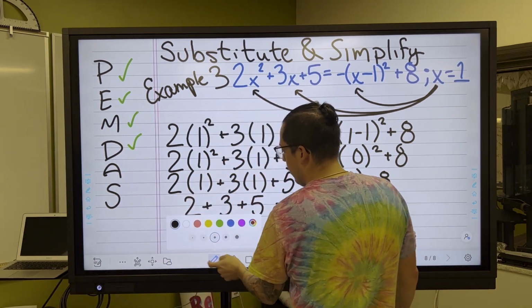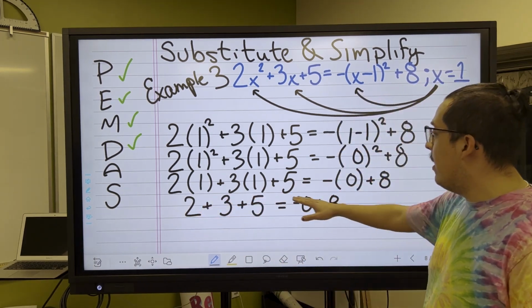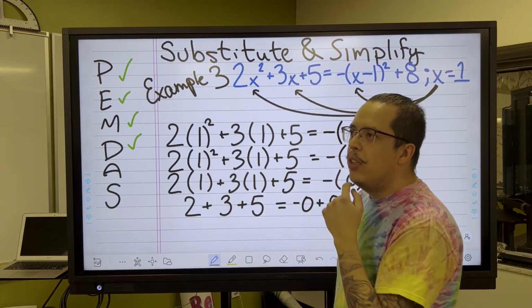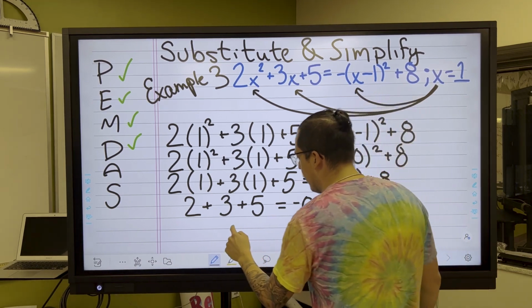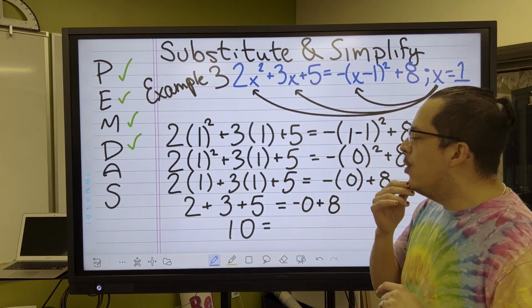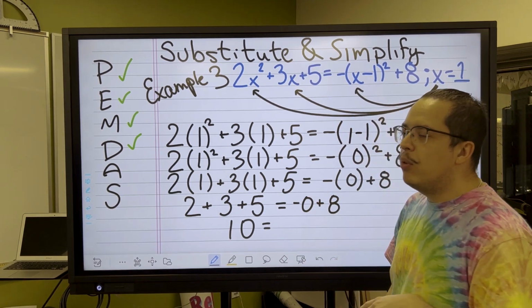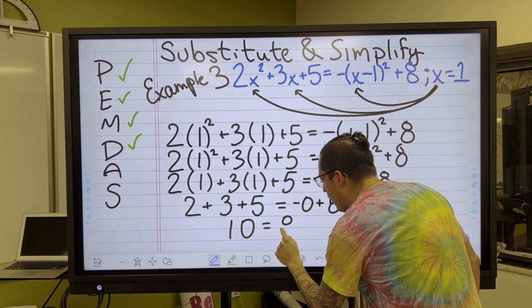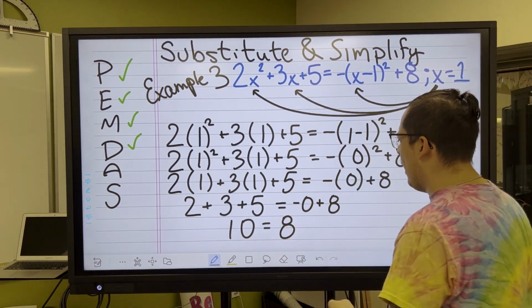And finally, we'll do adding and subtracting. Remember, add from left to right, subtract from left to right. 2 plus 3, 2, 3, 4, 5. Okay, 5. And 5 plus 5, I know that's 10. 10 equals negative 0 plus 8. Well, 0 can't be positive or negative, so we'll just think of it as 0 plus 8. And 0 plus 8 is 8. And so this simplified to 10 equals 8.